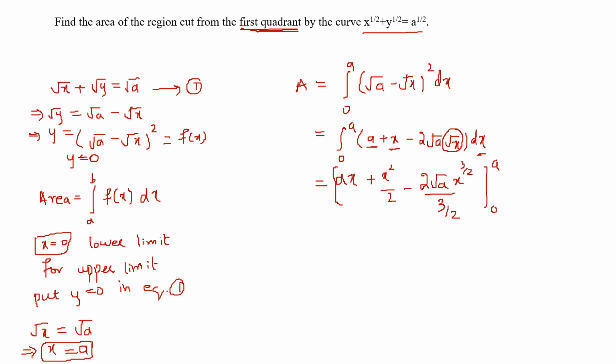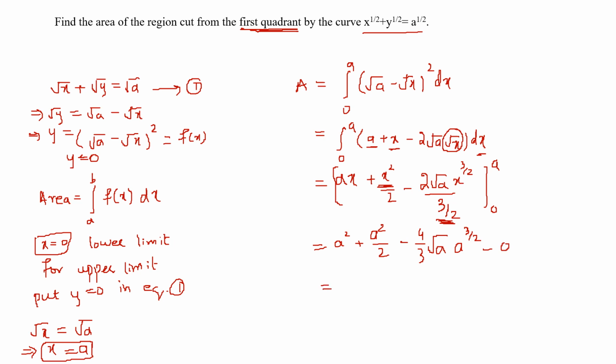Now let's put in the limits of integration. For the upper limit, the first term becomes a squared. When we put x equals a in this term, this becomes a squared divided by 2, minus this term, where the denominator is multiplied with 2. This becomes 4 by 3 times square root of a times a raised to power 3 by 2, minus the lower limit. x is involved in all the terms. Here x is present in this term, and here also we have x. So this whole term becomes 0.